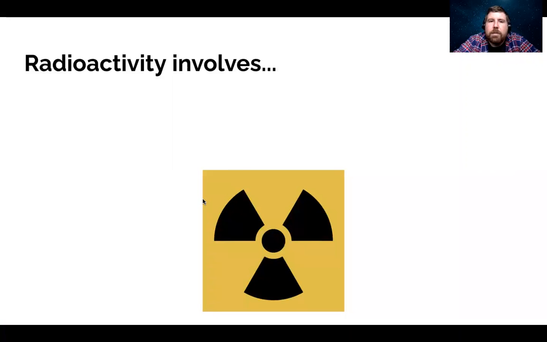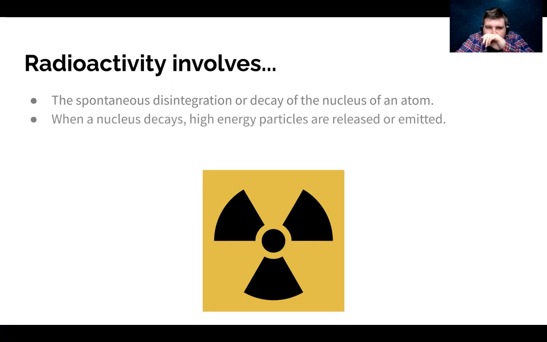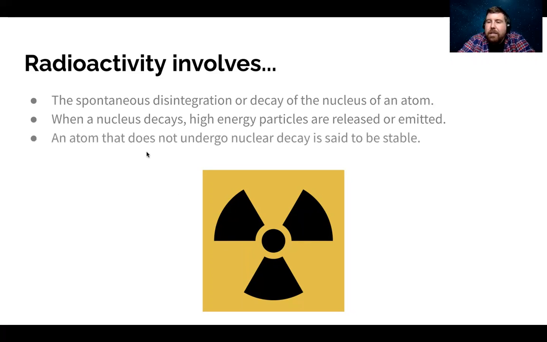Now, one of the big words that comes up in nuclear chemistry is radioactivity. When you see this, it's referring to the spontaneous disintegration of the nucleus of the atom. Spontaneous means it just happens on its own without any outside intervention. When a nucleus decays, high energy particles tend to be released or emitted from the nucleus, and they're just ejected out into the atmosphere to react or do other things. So that's why, generally speaking, when we hear of radioactivity and decaying, those particles can interact with us in a bad way. An atom that does not undergo nuclear decay is said to be stable.